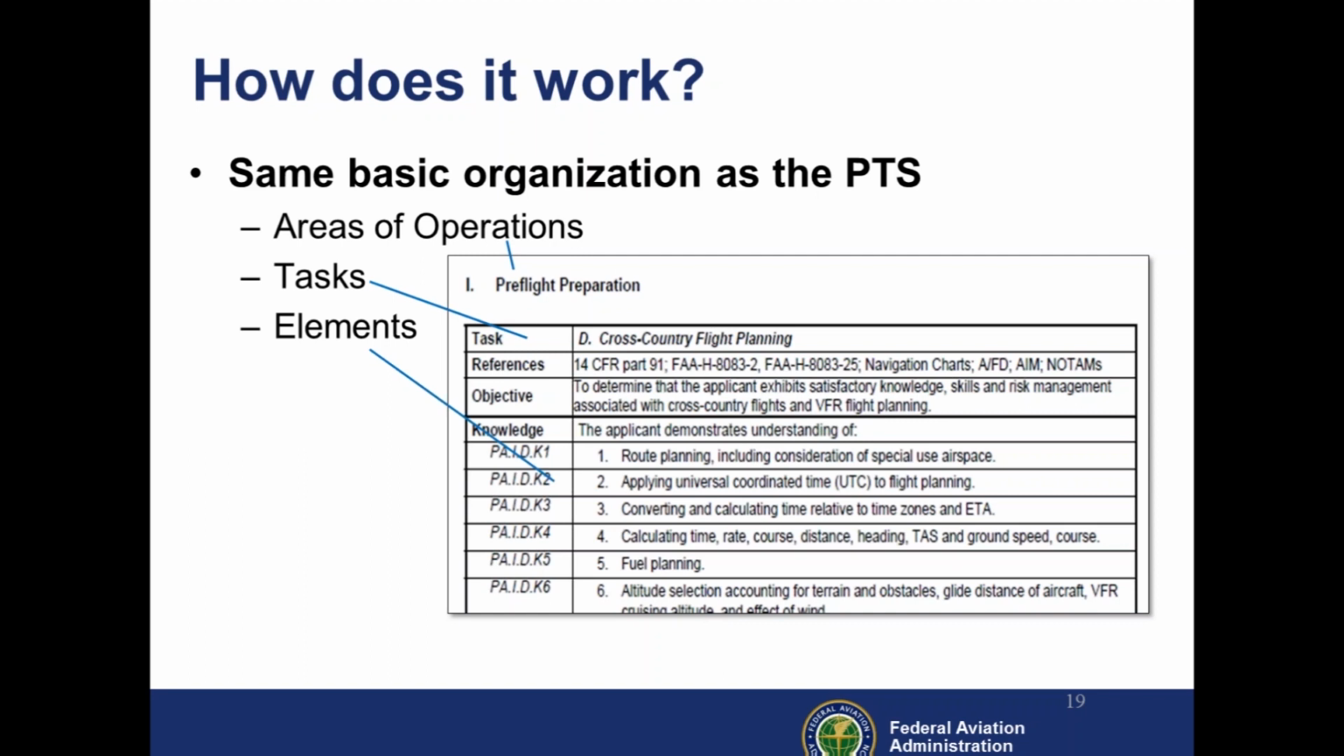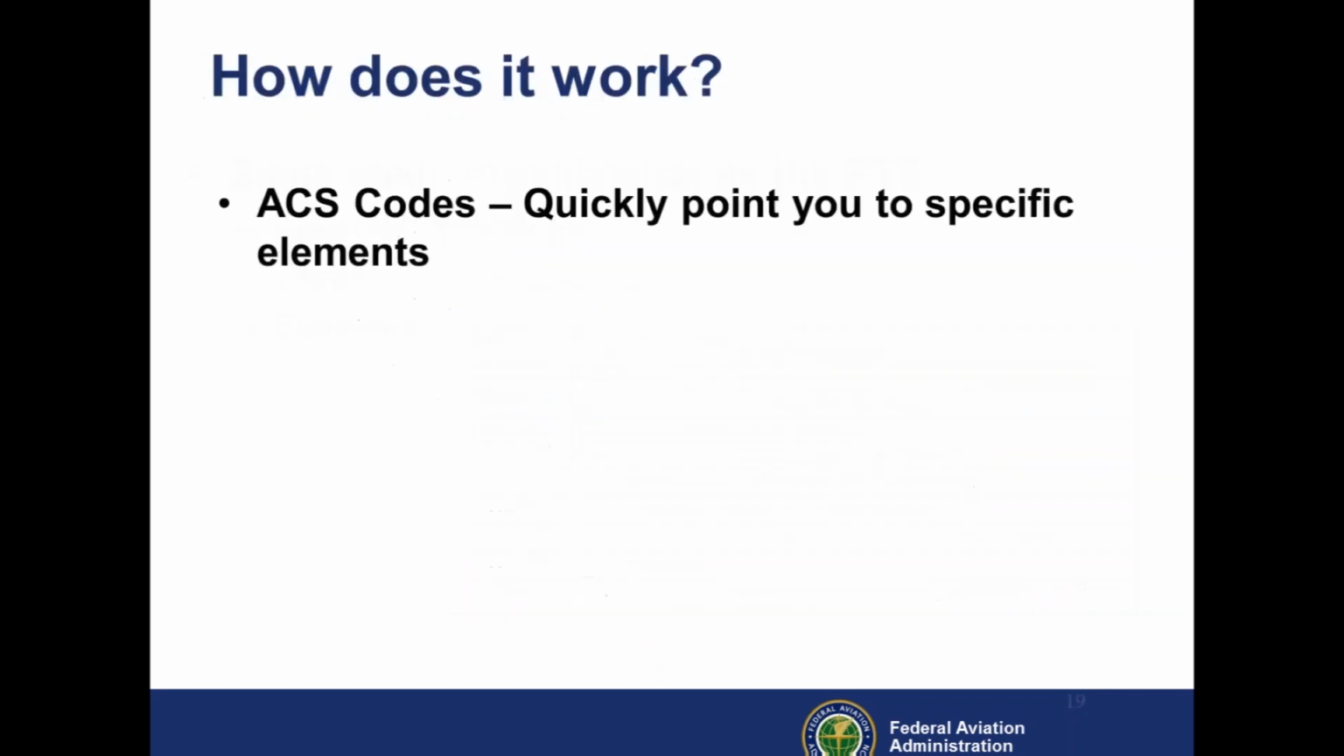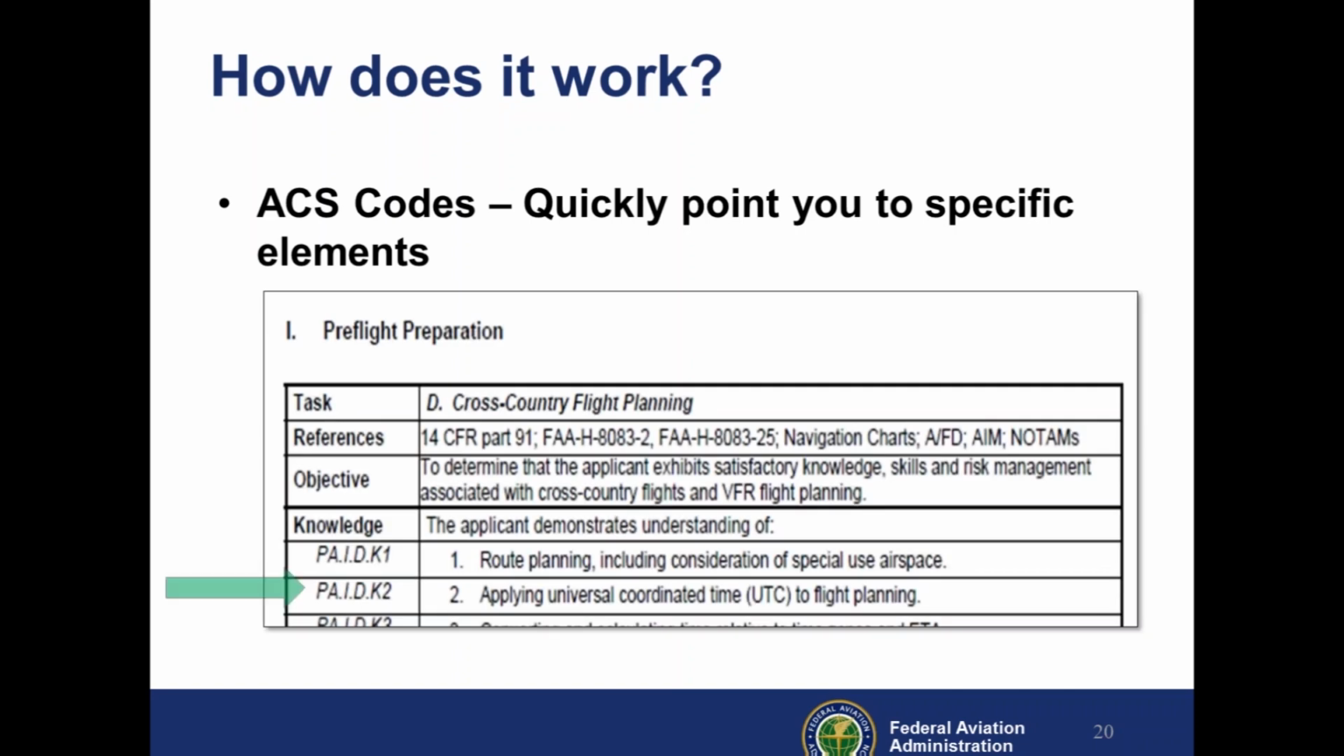Now we have added something new called ACS Codes, and I want to explain that to you. It's really pretty straightforward, and we use ACS Codes quite frequently to pinpoint an exact element that we want to talk about or review. I'm pointing here with my green arrow to an ACS code, and I just want to tell you how that's read. The PA is the certification practical, the ACS document essentially that we're talking about. So this is private pilot airplane, abbreviated PA. Then we have the 1, which tells you your area of operation, and then the D is your task, which is cross-country flight planning in this example. And then the last one, the K2, tells you what element.